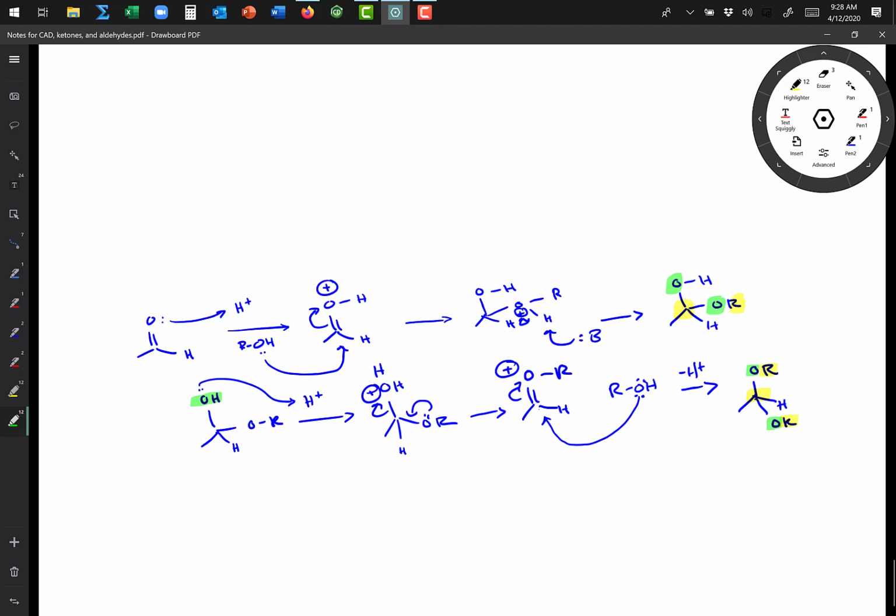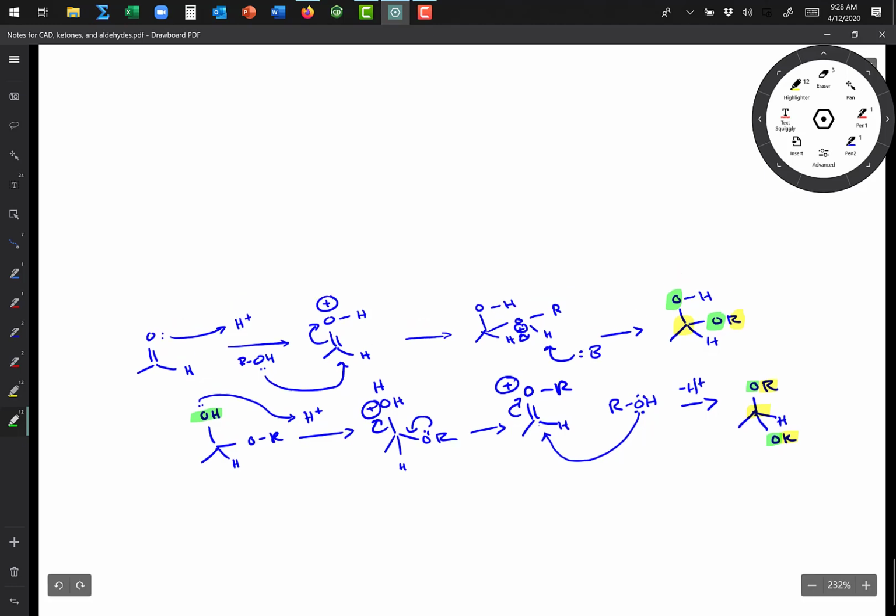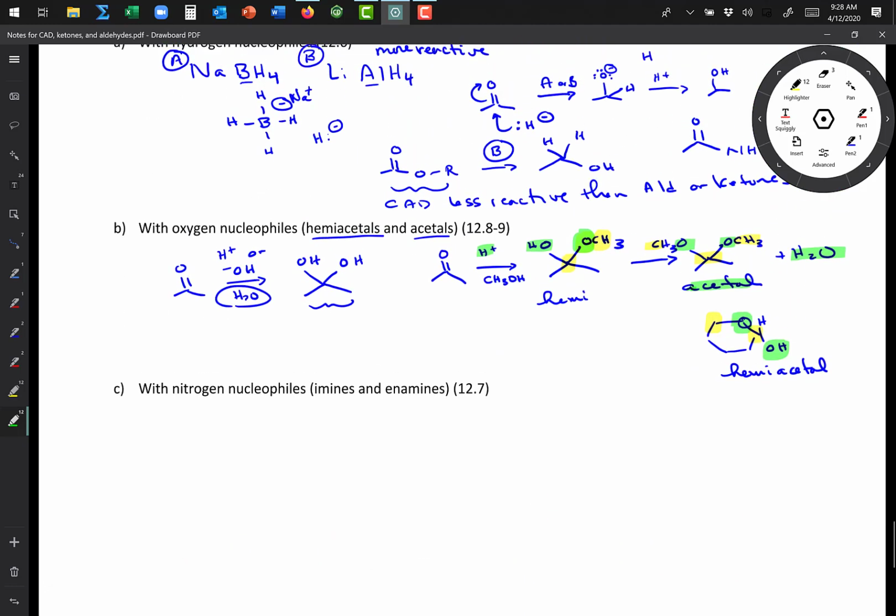And like I said, you don't need to have this memorized, but it's important you understand how it happens, so that you're not confused about where the different oxygens are coming from. It does help you to remember what the products are going to look like and what the reaction requirements are. That is, you need an acid catalyst.